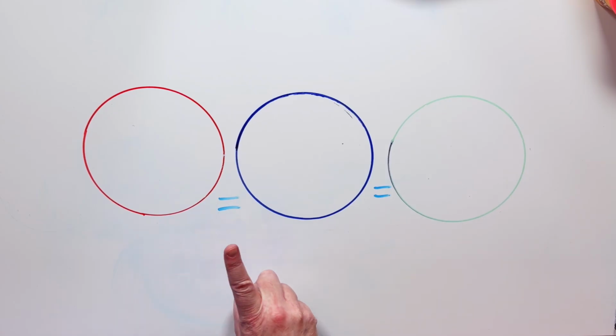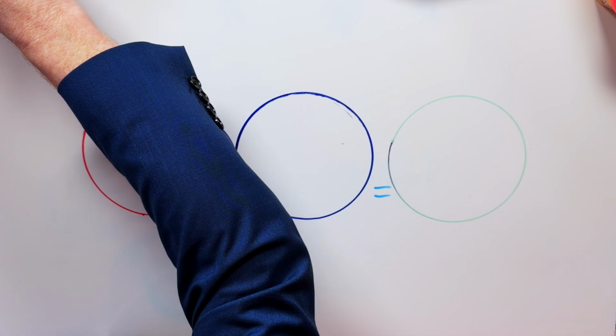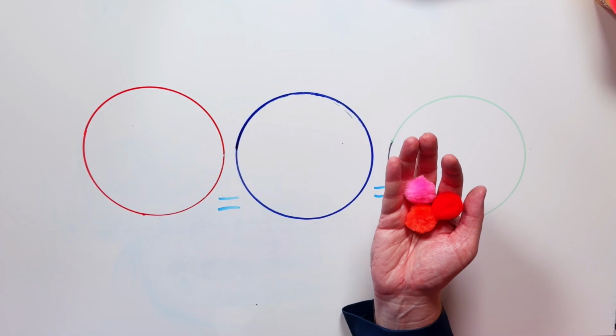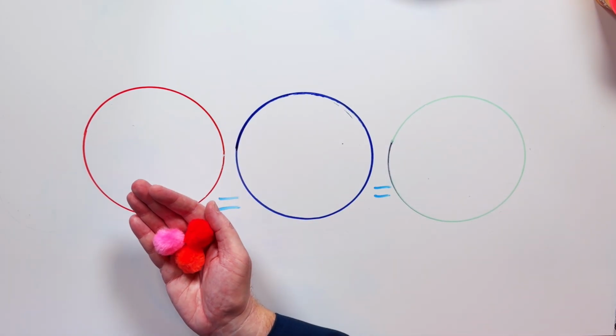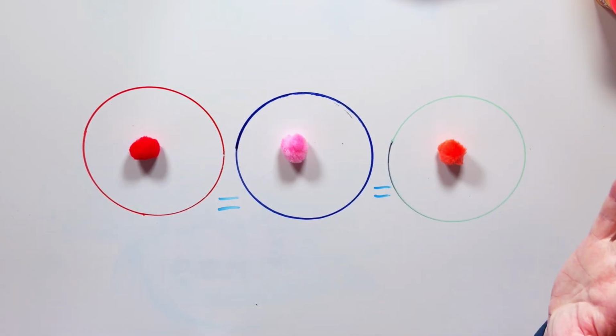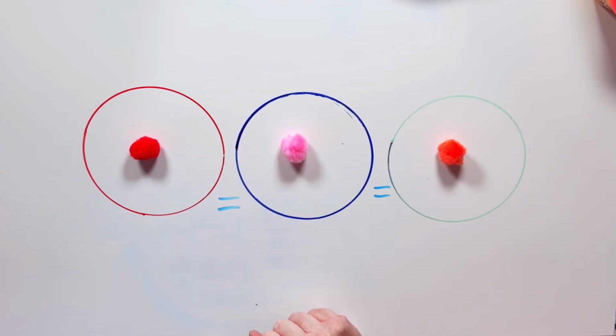Now we have 1, 2, 3 groups. We're going to be fair sharing into 1, 2, 3 groups. Okay, now we're going to start with some fuzzy, wuzzy balls. I have 3. How many do you think each group is going to have? Okay, let's go. One for you, one for you, one for you. Oh, we're finished. How many are in each group?